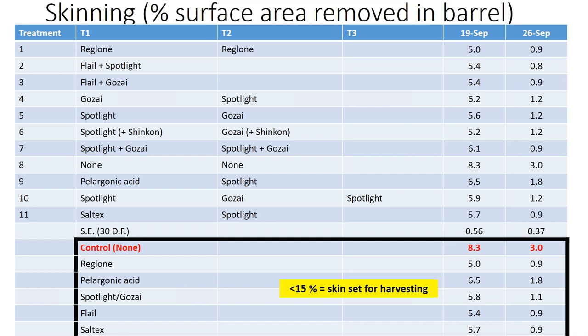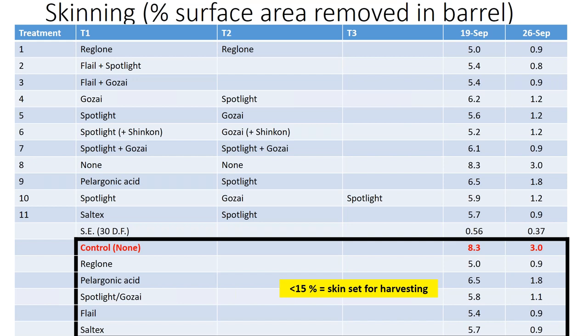So you can see there that if we look at the black box, the Reglone, pelargonic acid, Spotlight, flail and Saltex treatments, all basically 2 weeks after T1 application, had all reached that magic number of less than 15%. So in this case, a very good example. So we're not just looking at skin set.